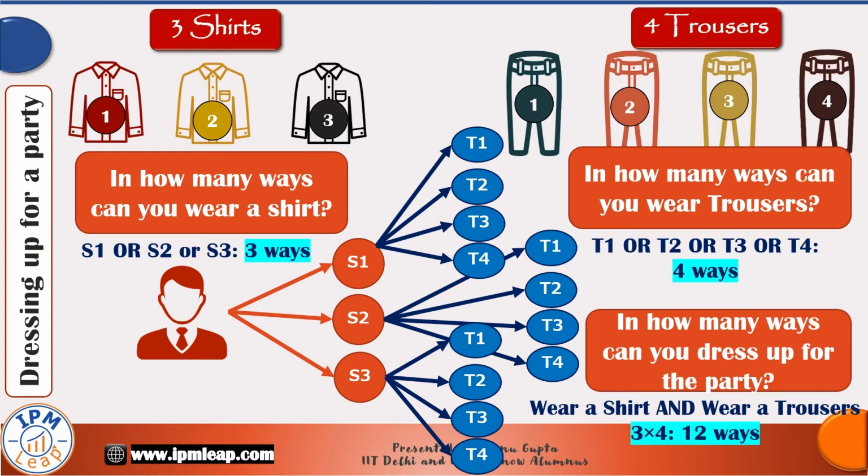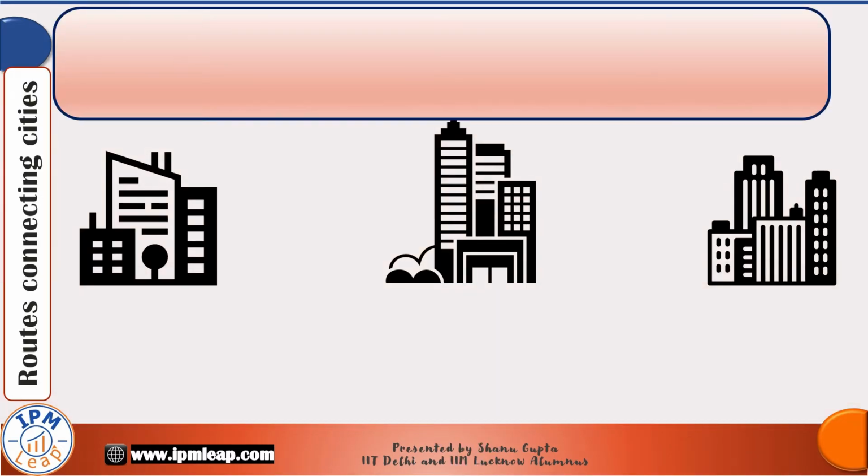So just to recap the fundamental rule of counting, if there is a first action which can be performed in m ways and a second independent action which can be performed in n ways, together these two actions can be performed in m into n ways. Now let's try out some questions where we can apply the fundamental rule or the fundamental principle of counting.